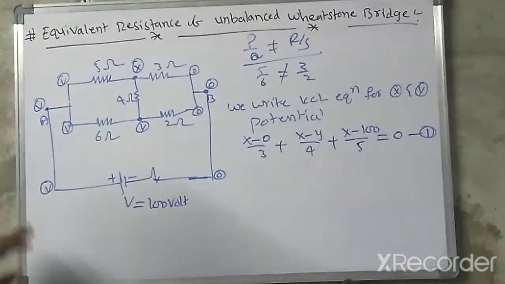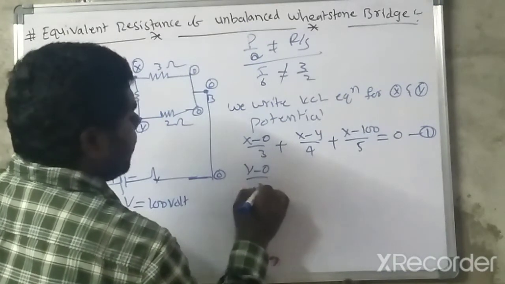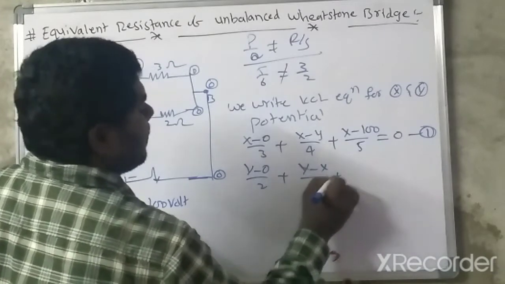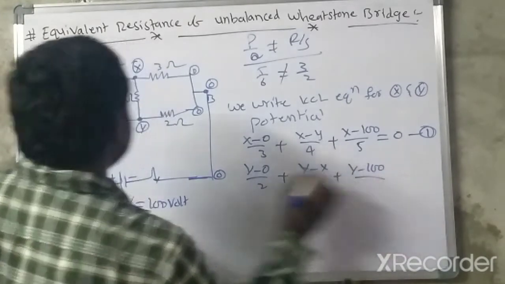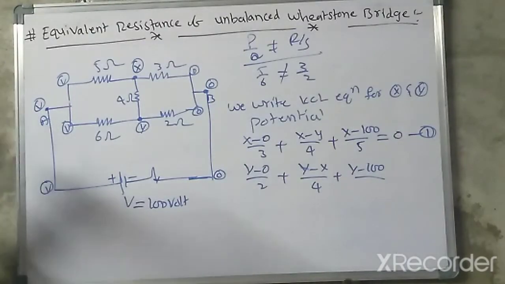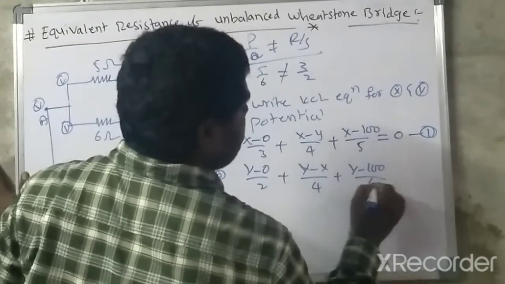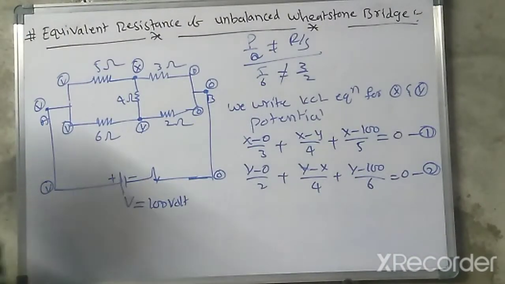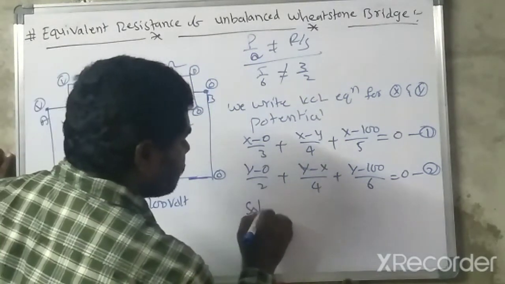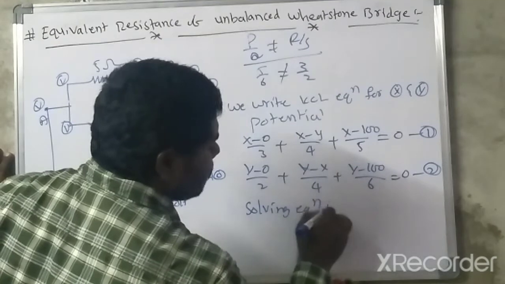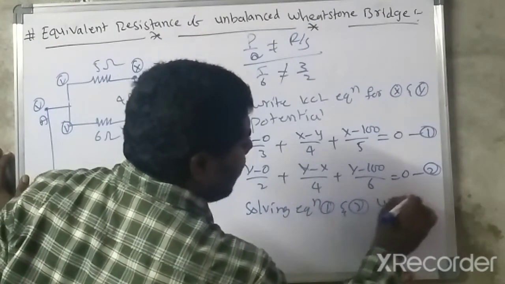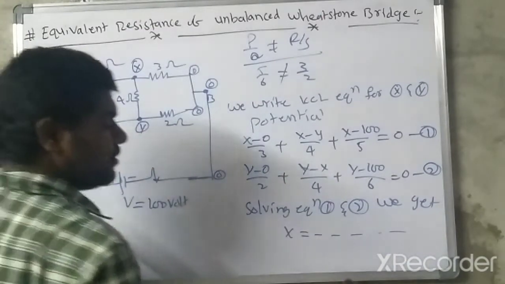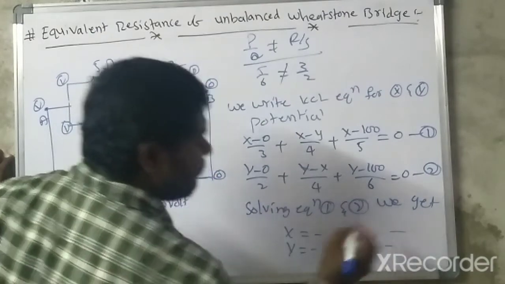Similarly for the Y potential: Y minus 0 divided by 2, plus Y minus X divided by 4, plus Y minus 100 divided by 6, should be equal to 0. V is nothing but 100 here. This is equation number 2. Solving equations 1 and 2, we get X is equal to some value and Y is equal to some value, after simplification.